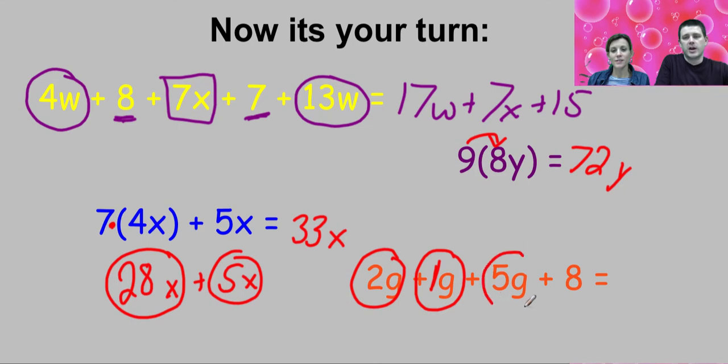Or you may be tempted to try and say this is just 7g. So 2g plus 1g plus 5g is going to give us 8g.